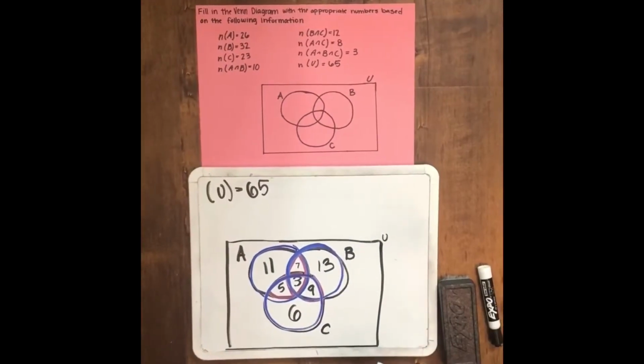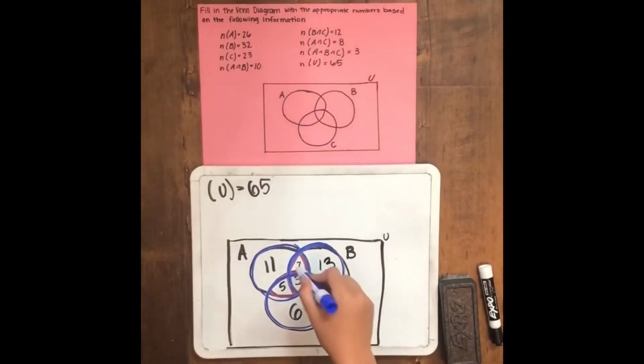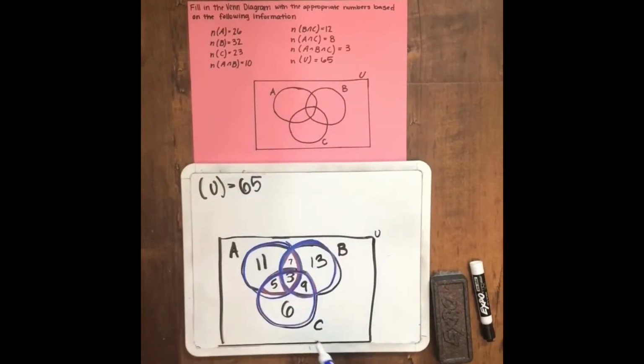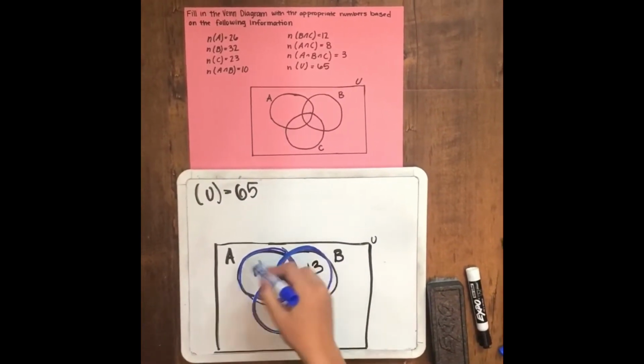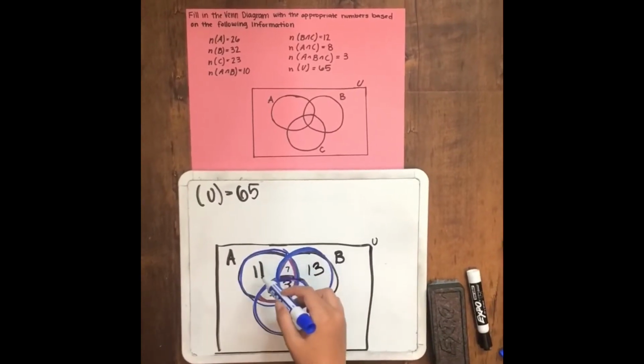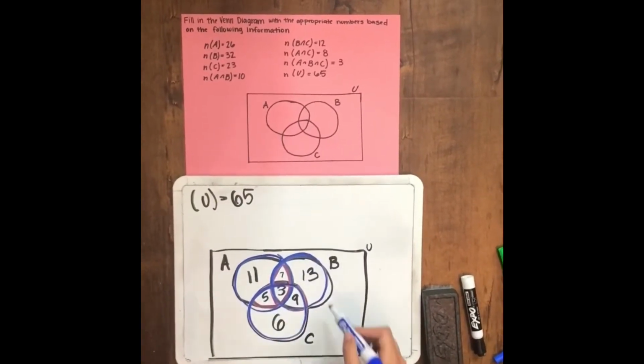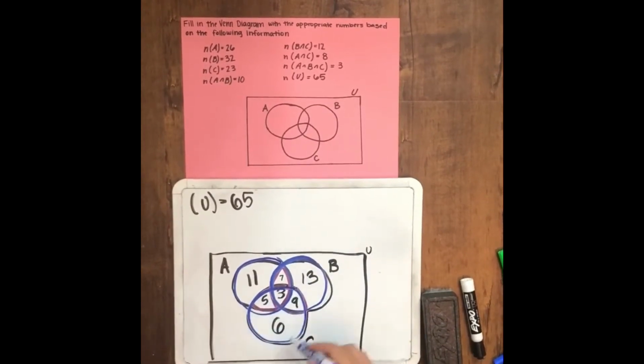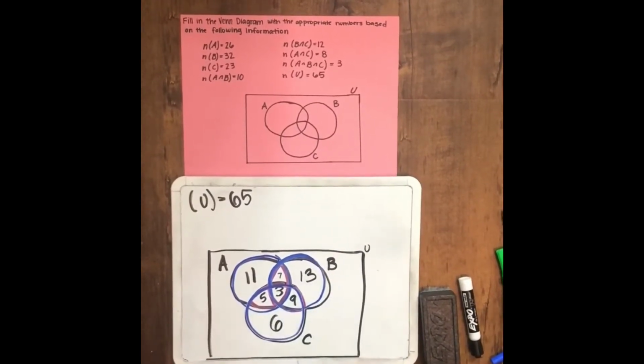If you wanted to check and make sure that these answers were correct, you could add all numbers in each set and they should add up to the number given. So for example, set A, all these numbers within this set should add up to 26, all the numbers in set B should add up to 32, and all the numbers in set C should add up to 23.